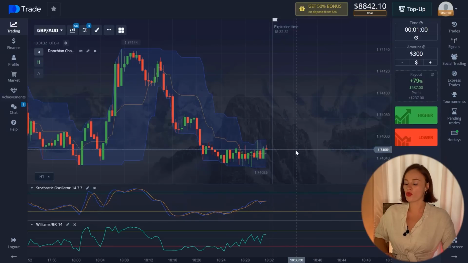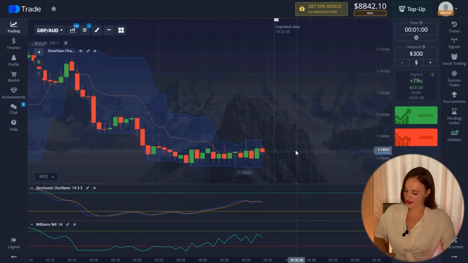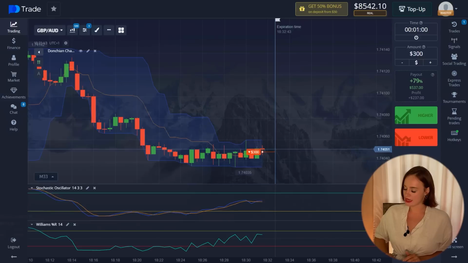So now we can start. We go to PocketOption and observe. Today we're working with the British pound Australian dollar currency pair. The rate is 3.4% of the deposit. I make a decision and open a deal for the price movement below. The bid is $300 for 1 minute.